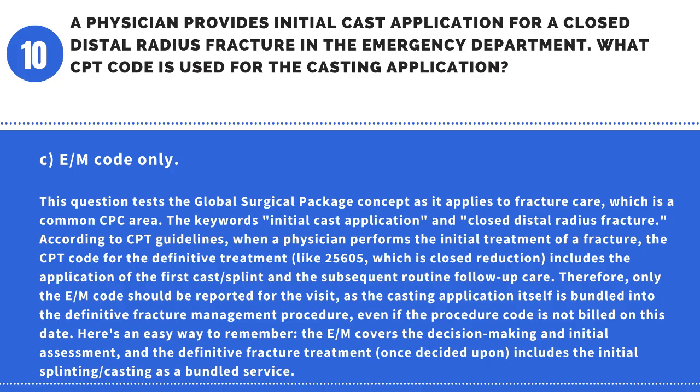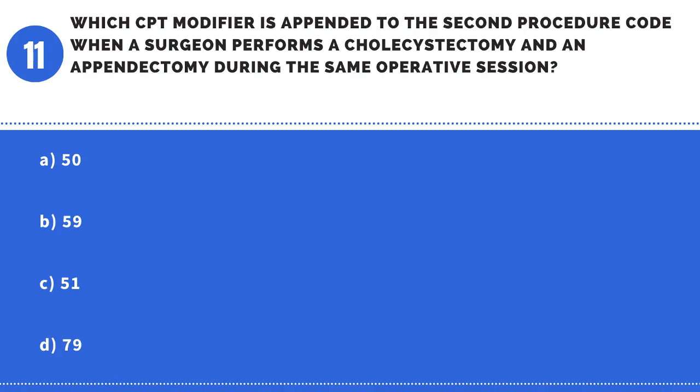treatment, like 25605, which is closed reduction, includes the application of the first cast/splint and the subsequent routine follow-up care. Therefore, only the E/M code should be reported for the visit, as the casting application itself is bundled into the definitive fracture management procedure, even if the procedure code is not billed on this date. Here's an easy way to remember. The E/M covers the decision-making and initial assessment, and the definitive fracture treatment, once decided upon, includes the initial splinting/casting as a bundled service.